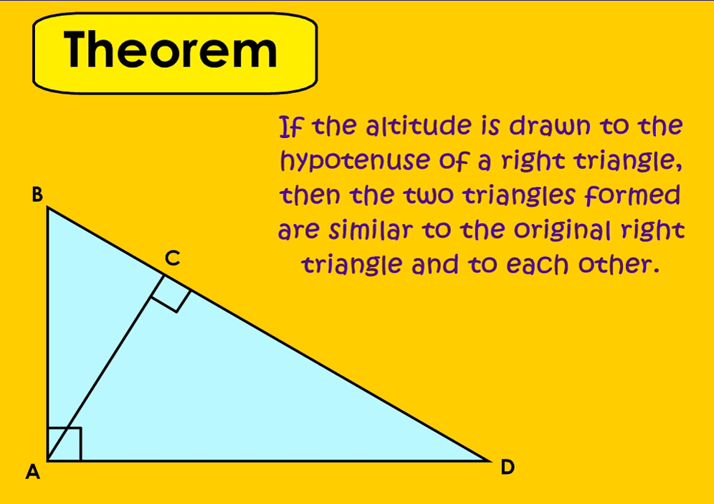So we're going to start with our first theorem of Chapter 9. And the theorem says, if the altitude is drawn to the hypotenuse of a right triangle, then the two triangles formed are similar to the original right triangle and to each other.